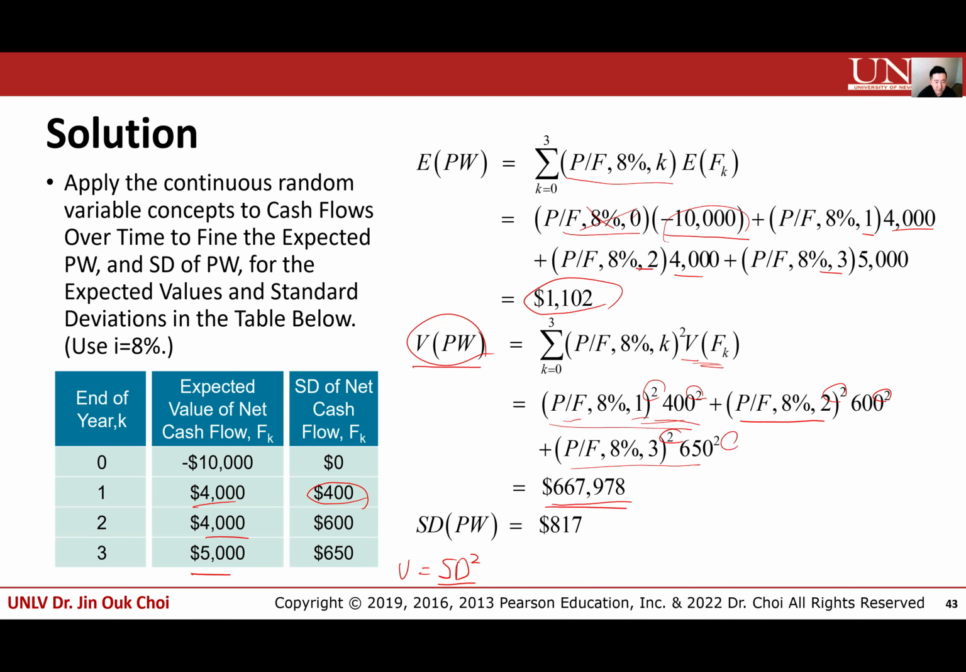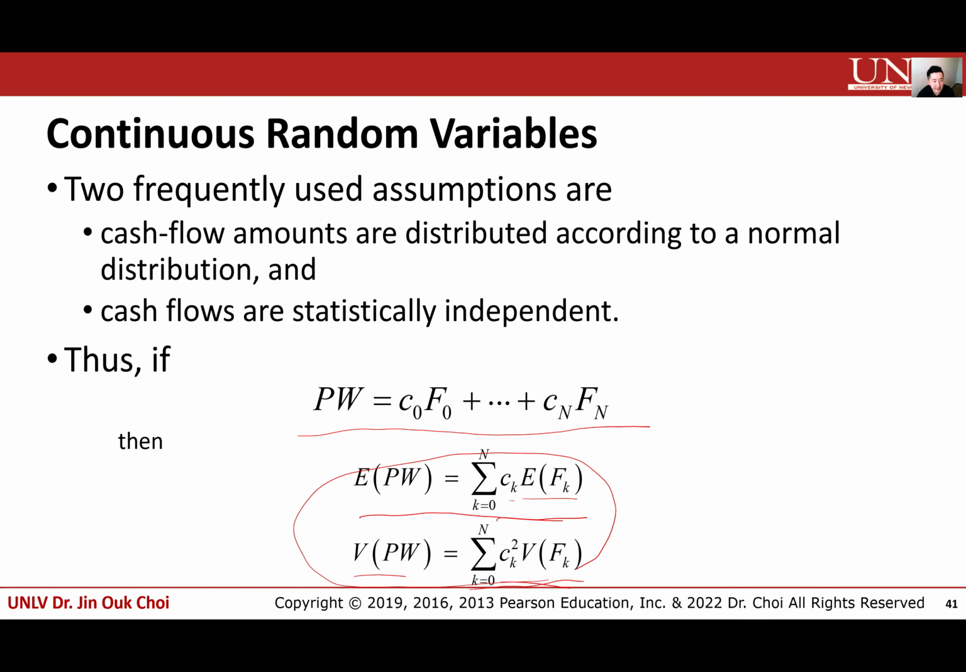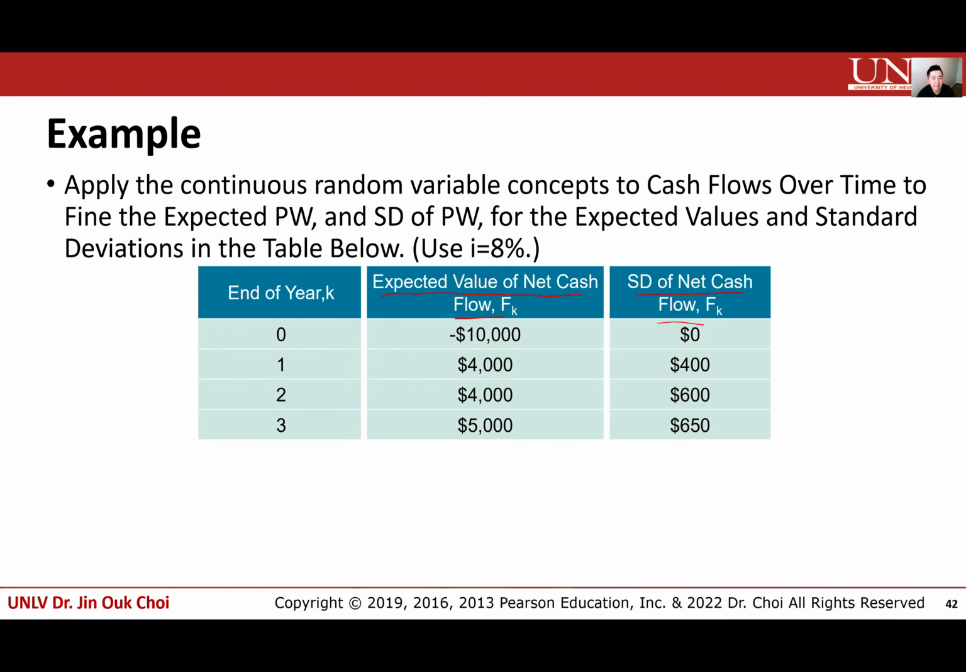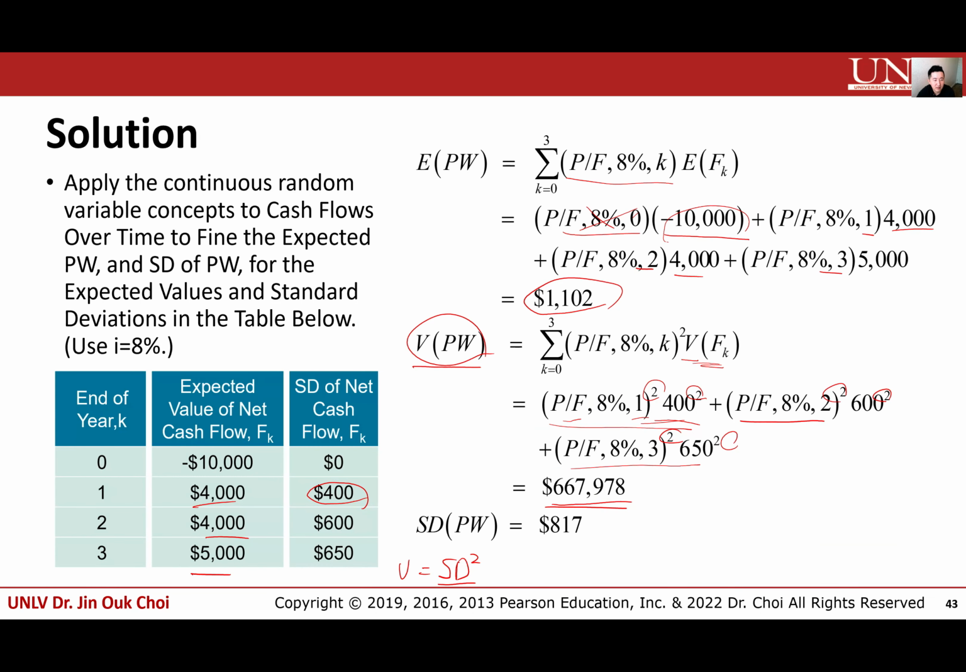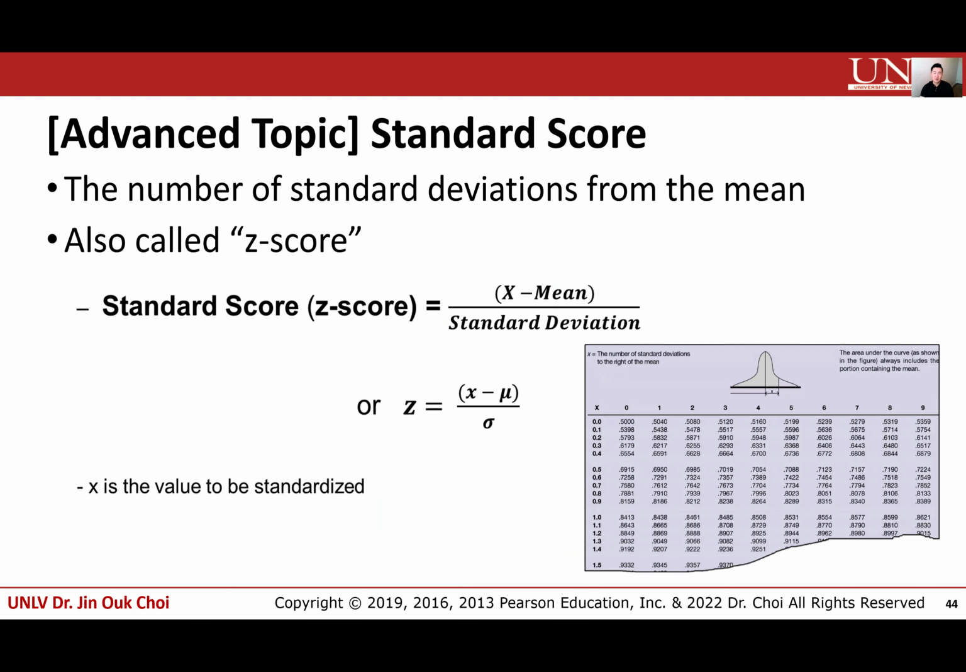All right, so remember the equation. To convert variance to standard deviation, it's basically the root of $667,978, and we should be able to find the standard deviation, which is going to be $817.